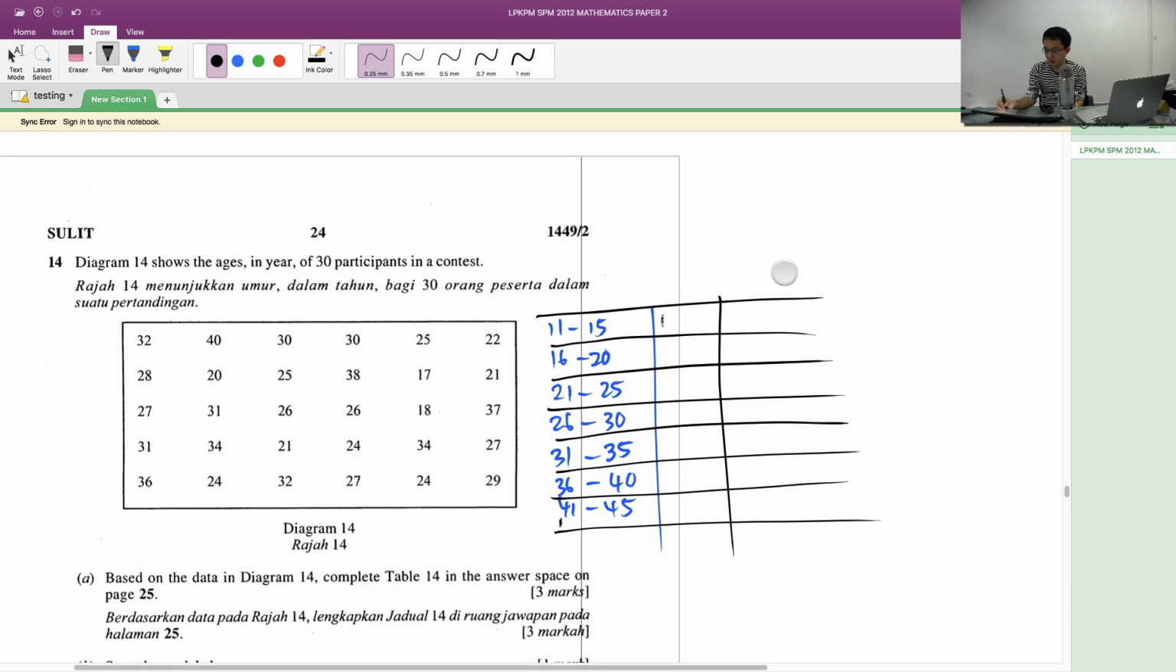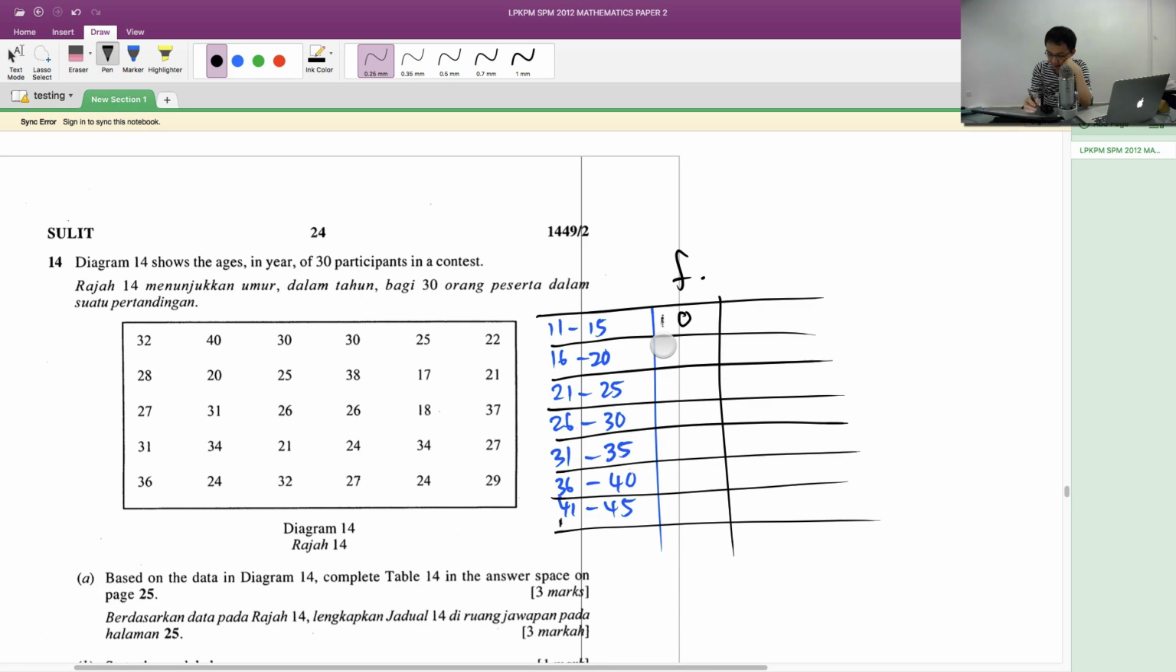Okay, let me do the frequency. Alright, frequency 11 to 15. We have how many for 11 to 15? Okay, let's have a look. 11 means must start from 1. I guess there's none, because they give you this one just for the graph purpose, I guess. So the first one is 0.